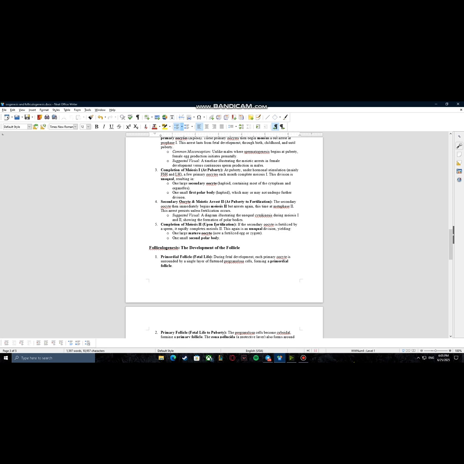Completion of meiosis 2. Upon fertilization, if the secondary oocyte is fertilized by sperm, it rapidly completes meiosis 2. This again is an unequal division, yielding one large mature oocyte and one small second polar body.